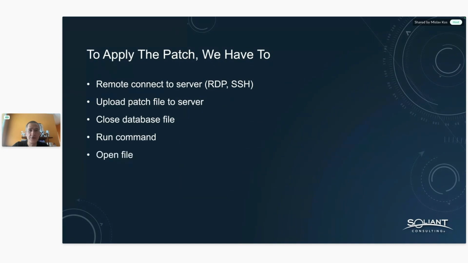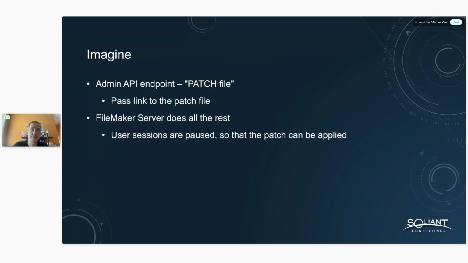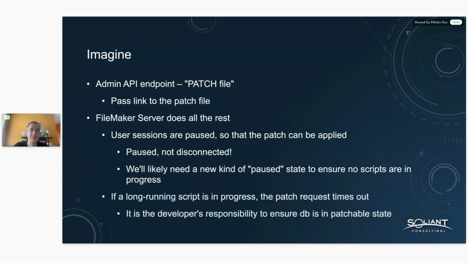Now imagine if we had an admin API endpoint where we can pass a link to the patch file, and then FileMaker Server does all the rest. If users are in the system, their sessions are paused so that the patch can be applied. And note, I'm saying pause, not disconnected. That way it's minimal end user disruption. We'd likely need a new kind of pause state that would ensure that no scripts are in progress. And if there are some long-running scripts in progress, the patch would simply time out, and it would be the developer's responsibility to ensure that the database is in a patchable state.